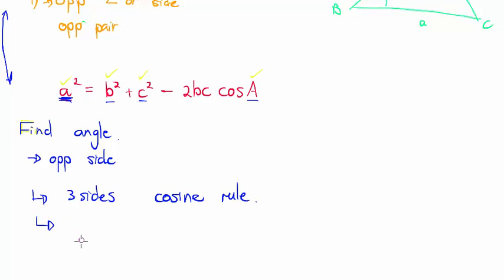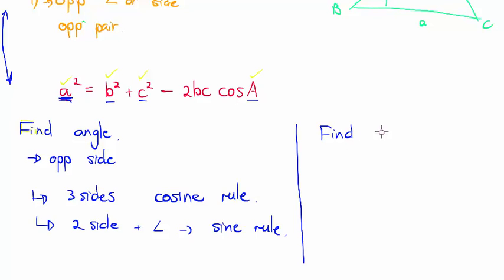If I don't have three sides, but I have two sides, the opposite side and another side, and an angle, then I will use the sine rule. Okay, that's if I want to find an angle. Let's say I want to find a side length.